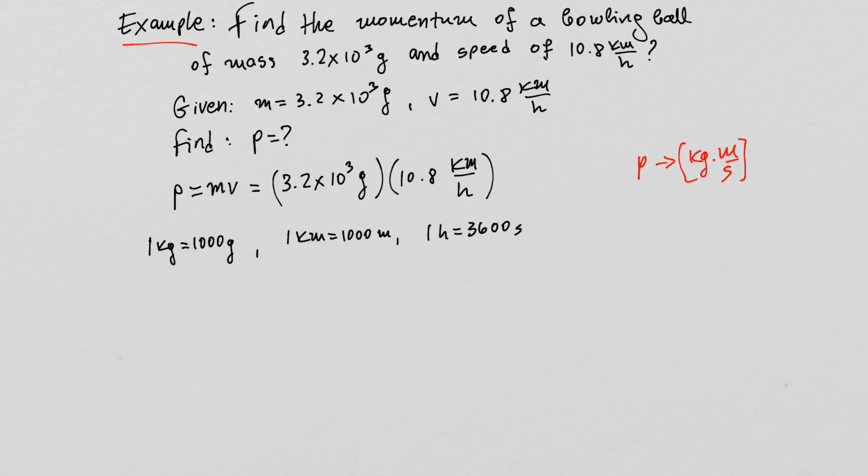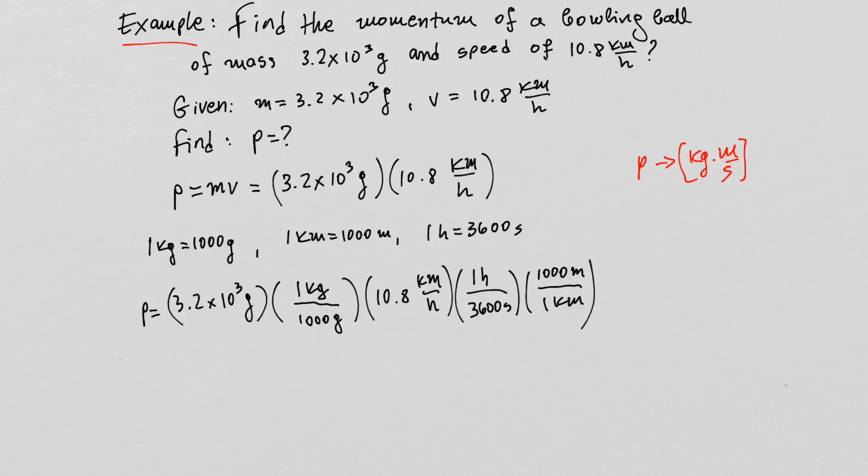I will apply my conversion factors at the same time to the calculation. So I have 3.2 times 10 to the third grams times the conversion factor that converts from grams to kilograms, which is 1 kilogram divided by 1,000 grams. And then after that I have the velocity 10.8 kilometers per hour times the two conversion factors that will convert the kilometers into meters and the hours into seconds. So first we have 1 hour divided by 3,600 seconds. That converts from hours to seconds, times 1,000 meters divided by 1 kilometer, which will convert from kilometers to meters.